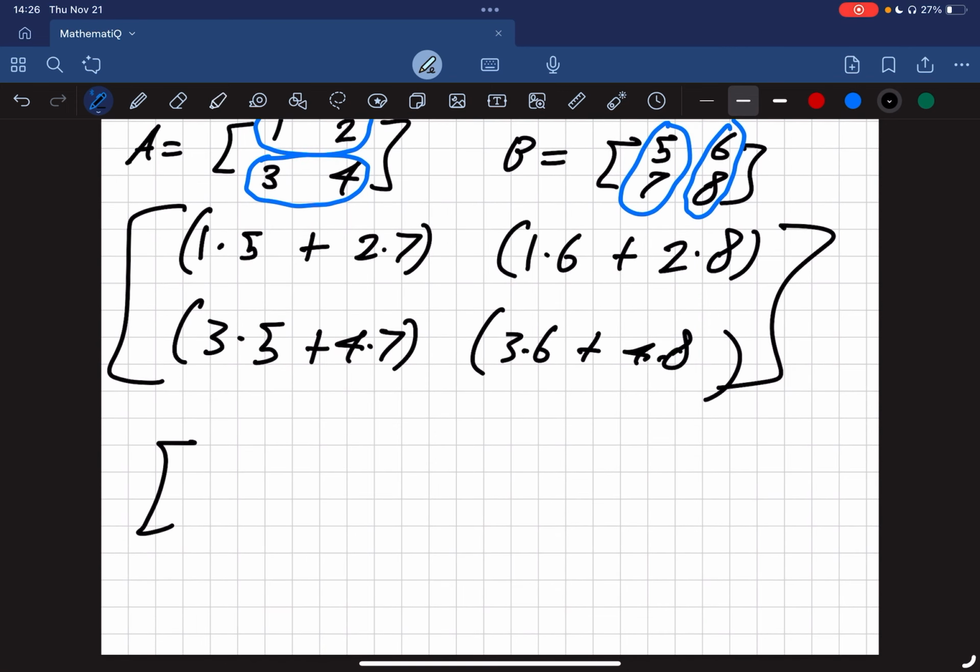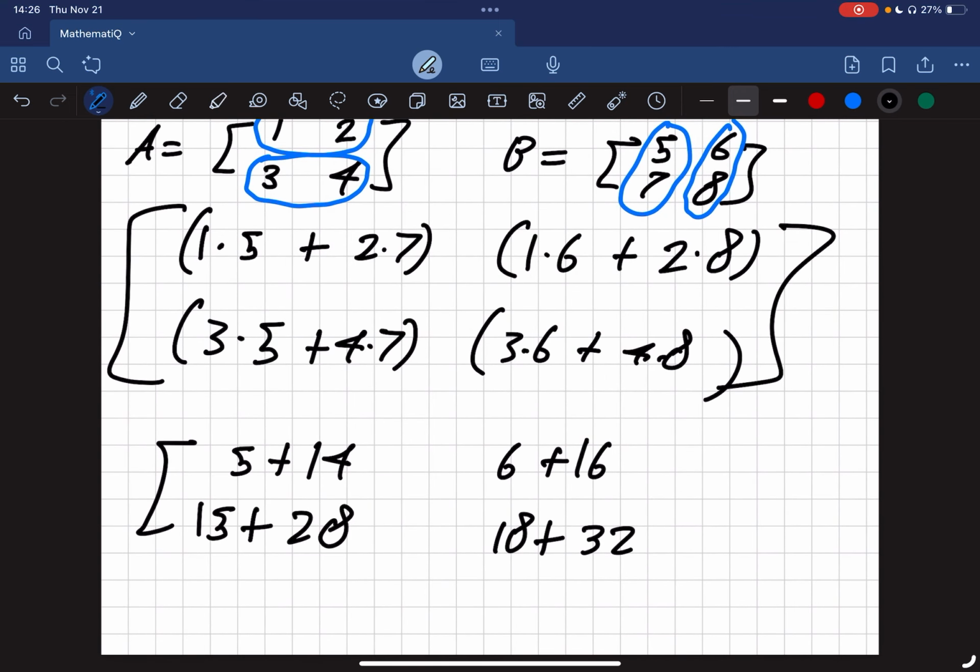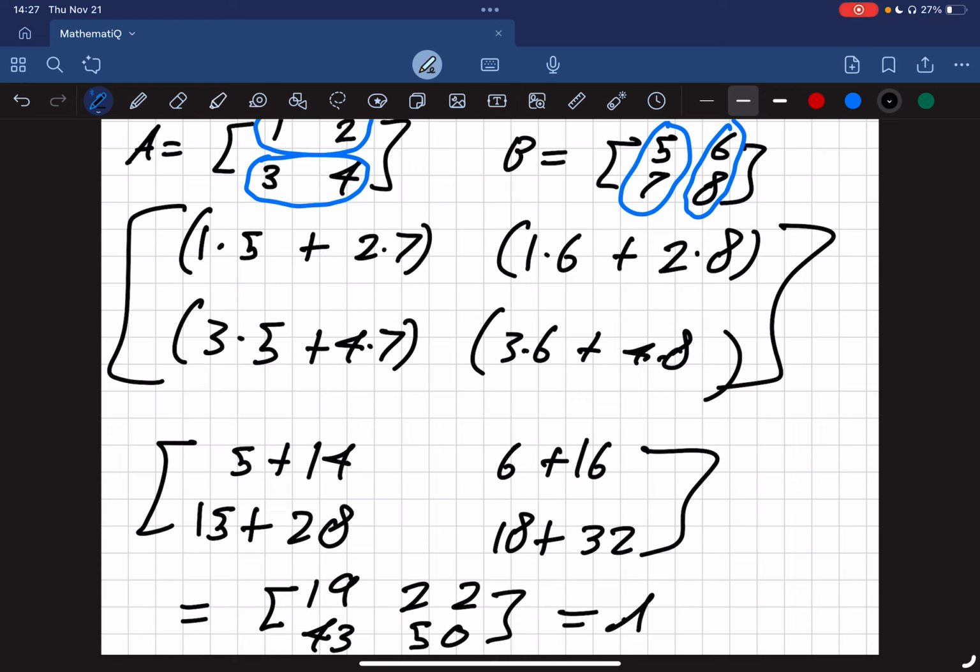We end up getting 5 plus 14, and 6 plus 16, and 15 plus 28, and 18 plus 32, and this finally goes into 19, 22, 43, and 50, okay? And that is equal to AB.